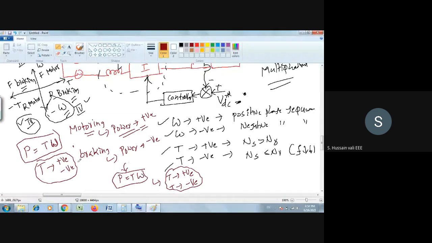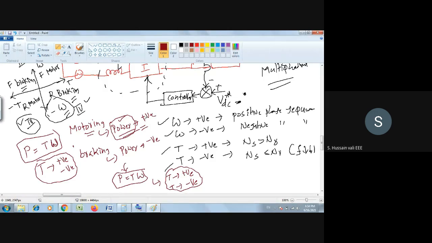For the motoring condition, T may be negative or positive, so you cannot say that the earlier assumption, that if T is positive we can call it motoring and if T is negative we can call it braking, is correct. No, it is not correct. So the parameter you take as the base is power, not the torque. Power is positive, then only you can take it as motoring.